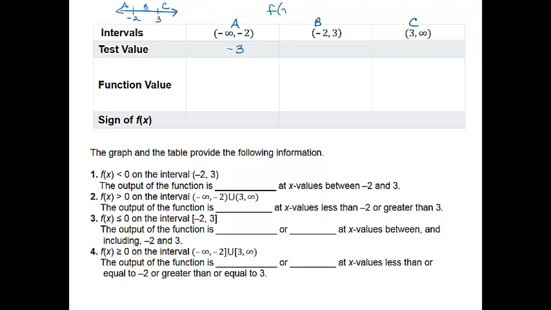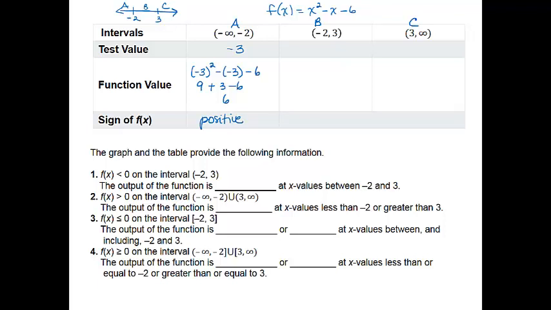So our function was f of x equals x squared minus x minus 6. If we substitute negative 3 for x, we get negative 3 squared minus negative 3 minus 6. And that's 9 plus 3 minus 6, 12 minus 6, or 6. So the sign of f of x is positive.